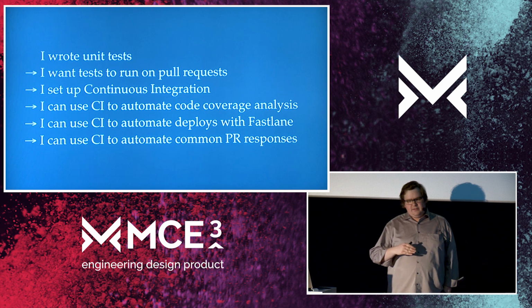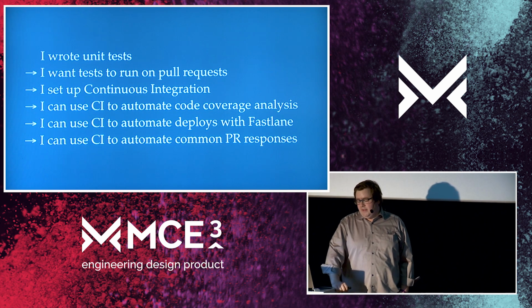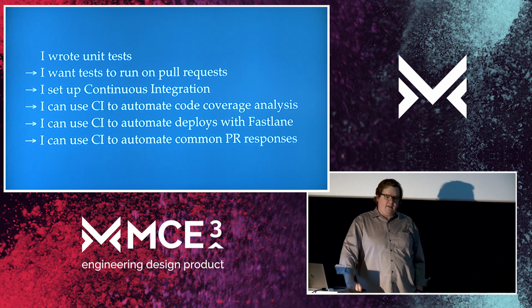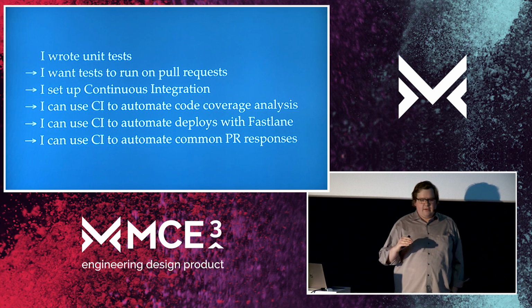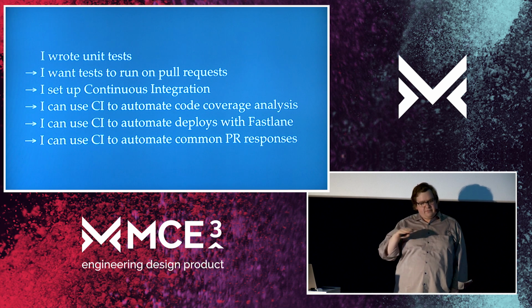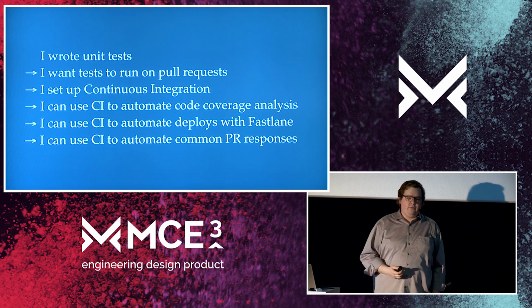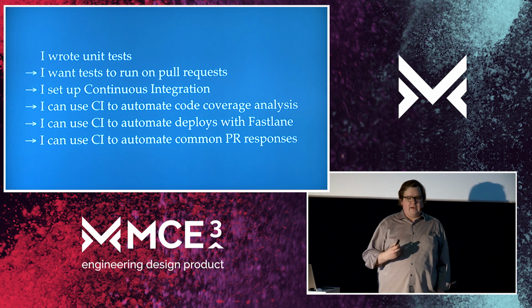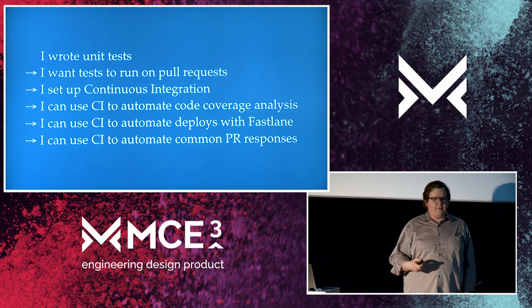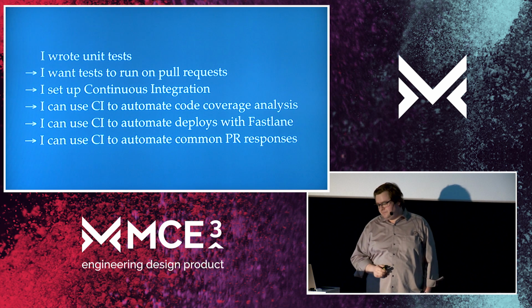Now that I've automated CI for unit testing, I can use CI to automate code coverage analysis. And I can make sure that code coverage of our unit tests goes up or stays above a certain threshold. I can automate deploys with Fastlane. So if I push to a certain branch, CI will run my unit tests, and Fastlane will, if it succeeds, push a build to TestFlight or HockeyApp or wherever.